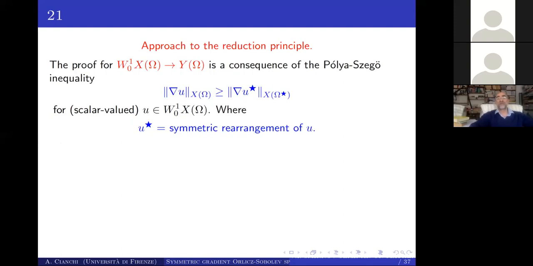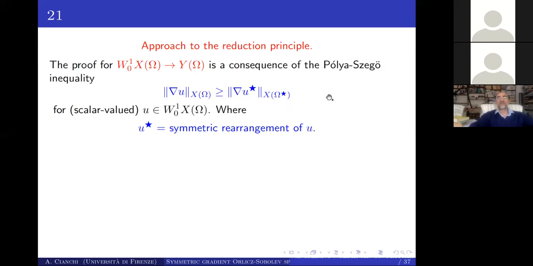Symmetric rearrangement means that the new function u star is defined in the ball with the same measure as omega, and is radially decreasing about the origin. The level sets have the same measure as the corresponding sets of u. So they are equidistributed.